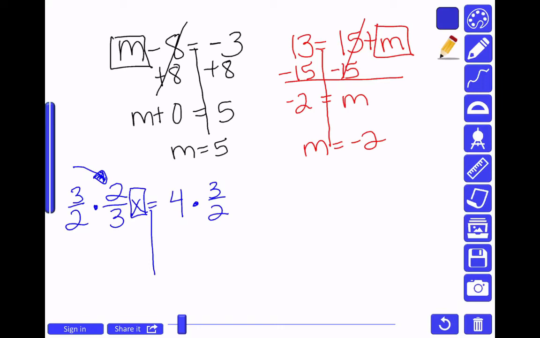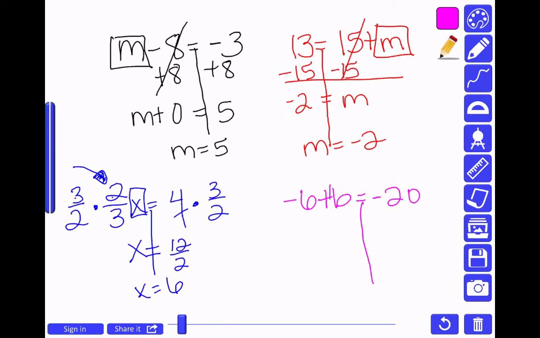So 3 times 2 is 6, 2 times 3 is 6, and 6/6 is 1. So I'm left with 1x. Remember, this 4 is over 1. 4 times 3 is 12. 1 times 2 is 2. So this is 12/2, which is 6. Lastly, we have negative 6 plus b equals negative 20.